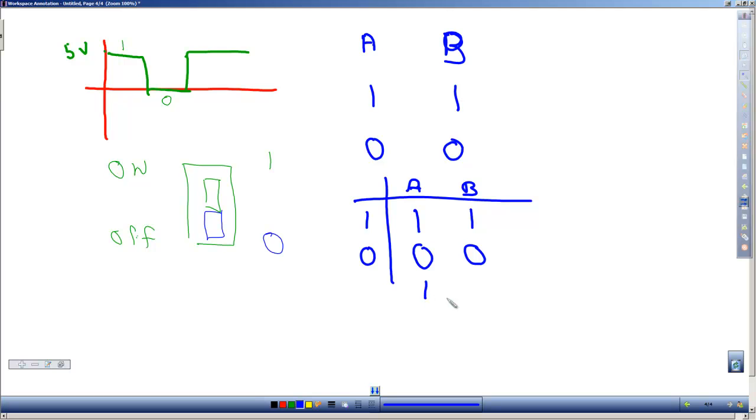Well, what if A is on and B is off? That would be a combination of 1 and 0. And the 4th combination would be a 0 and a 1, where A was off and B was on. So with 2 of these switches, we can have 4 values or combinations. So 2 switches give us 4 combinations.